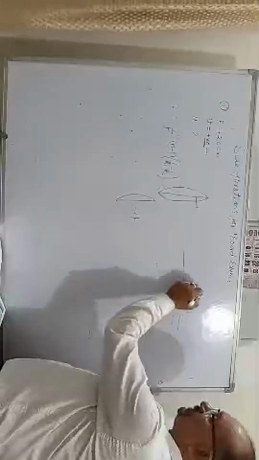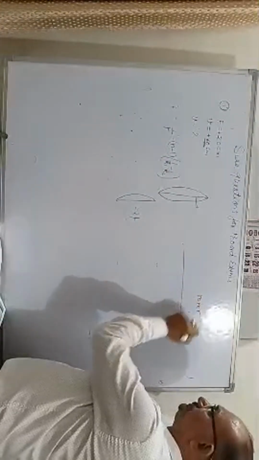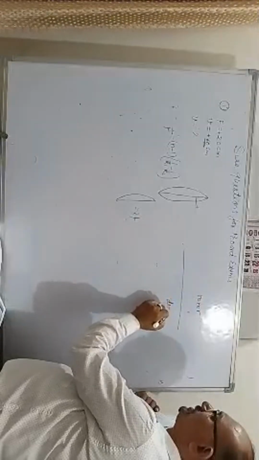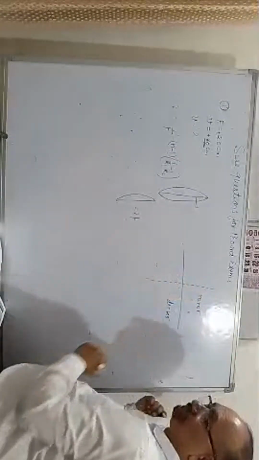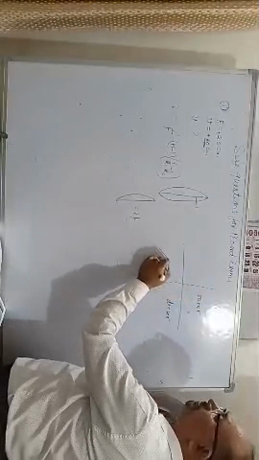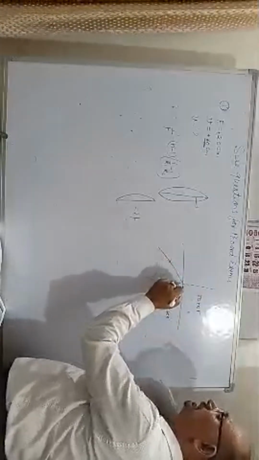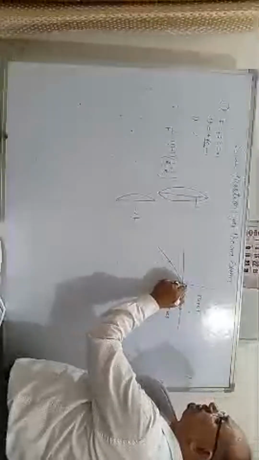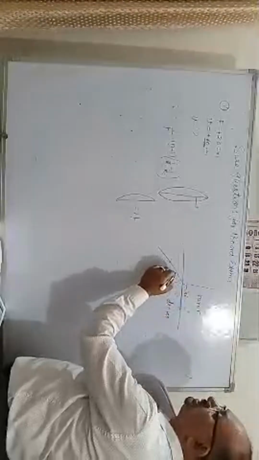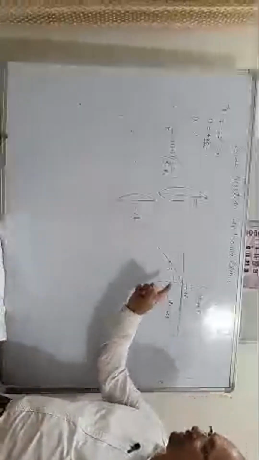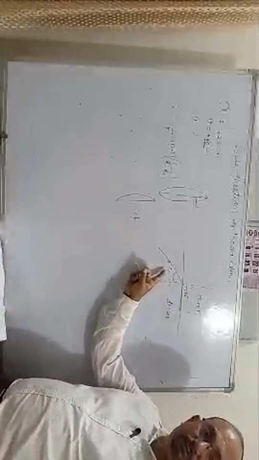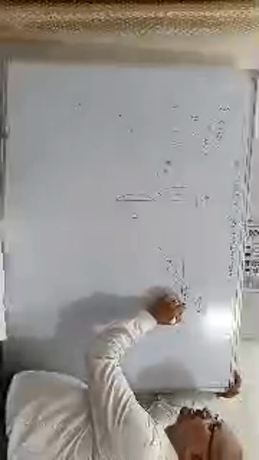When light travels from a rarer medium to a denser medium, or from a denser medium to a rarer medium, this is a very, very important question. When a ray travels from a denser medium to a rarer medium and the angle of refraction becomes 90 degrees, then the angle of incidence is called the critical angle.